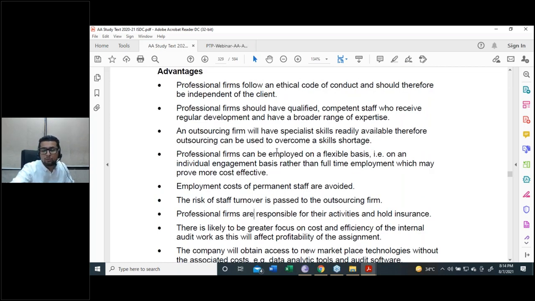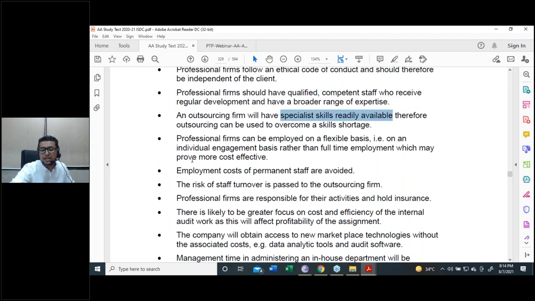More competent, more qualified staff can be utilized, because that firm will have a wide range of expertise. They will definitely have specialist skills, so there is a possibility that the cost will be reduced in the long term, because you don't need to have the permanent staff cost. Then the risk of staff turnover is passed to the firm, it's not your headache anymore.